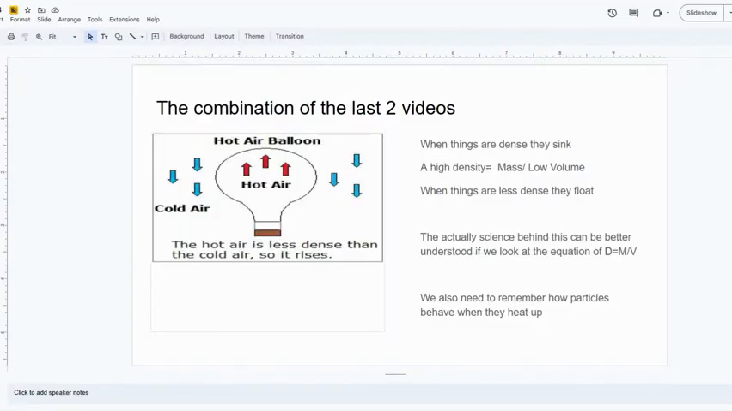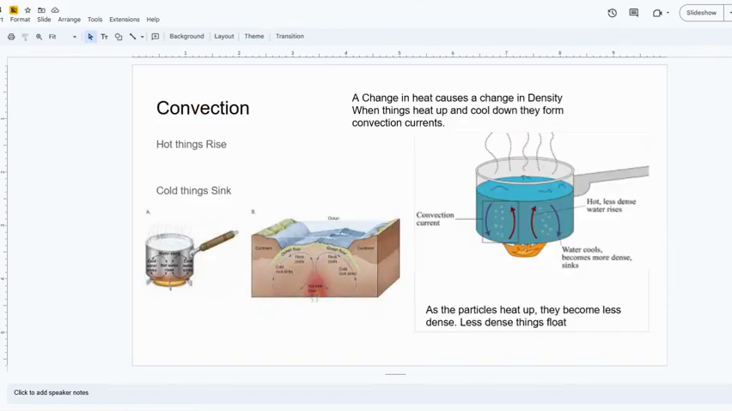Hopefully, we're in the mode of understanding and taking notes. This video says part three. This video is the combination of the last two videos. What you just got done learning was heat transfer, how when things heat up, they behave differently.